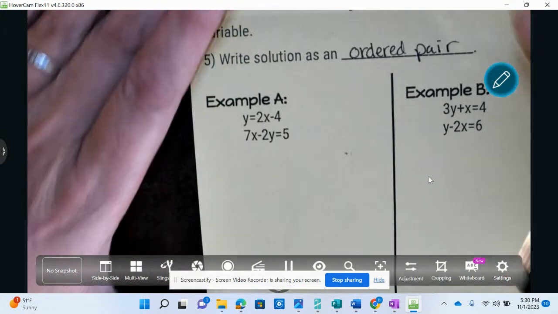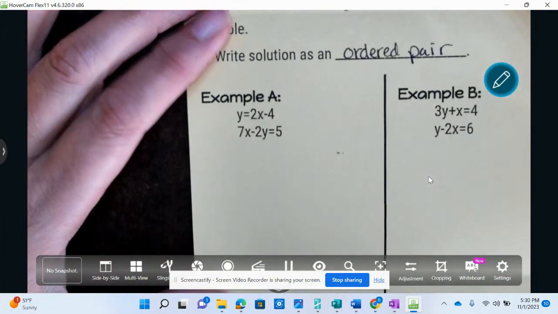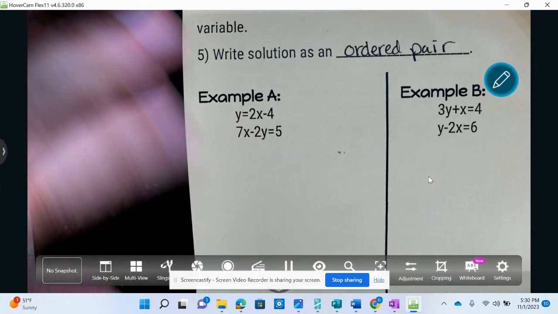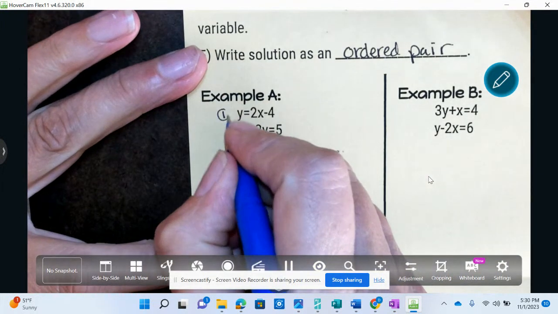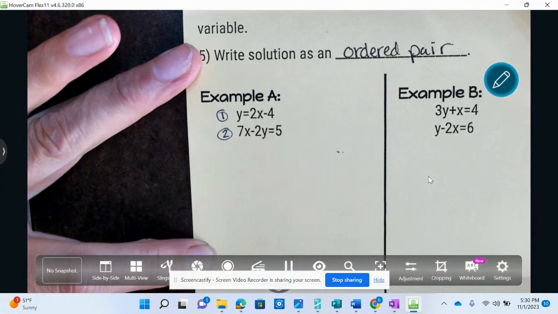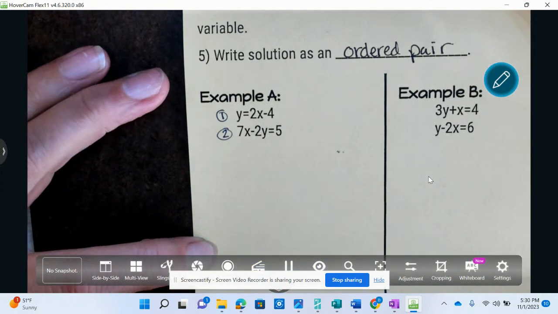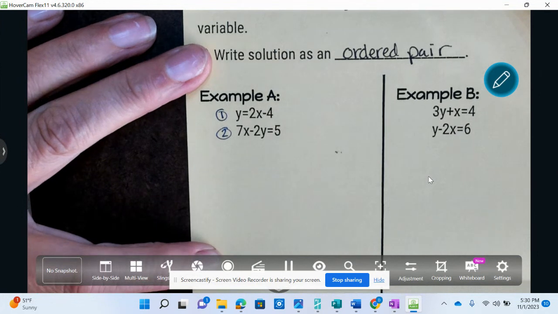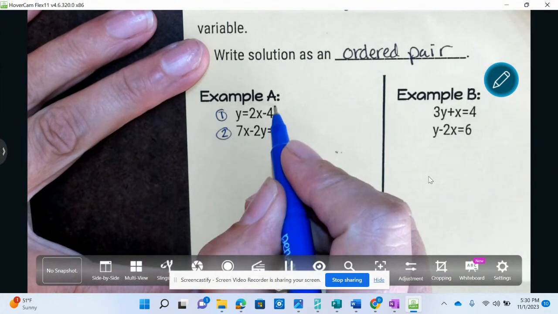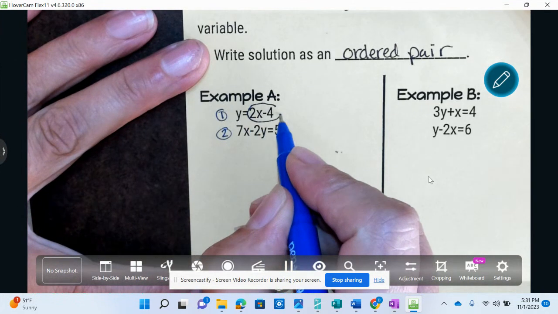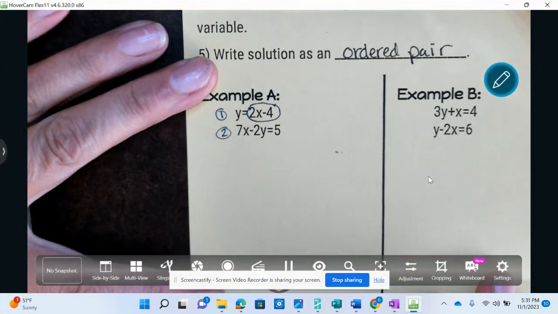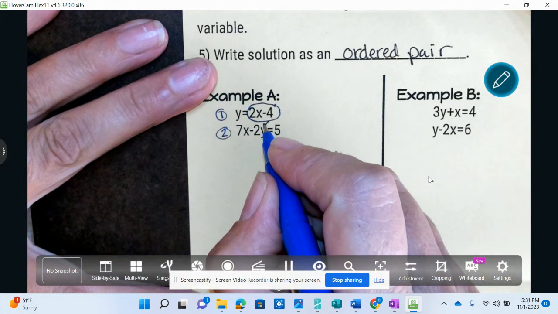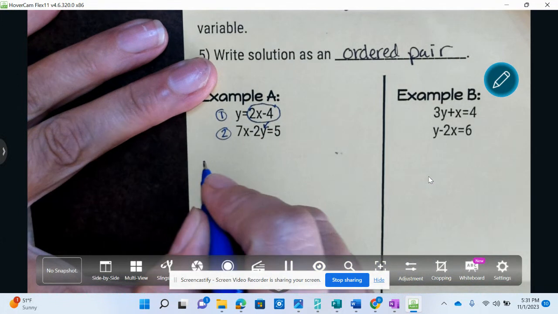The first thing I'm going to do is look at both my equations, and I like to number them. I'll call the first one equation number 1 in example A, and the second one equation number 2. That helps keep them straight in my brain. I notice that equation number 1 is already solved for y. This expression says y equals 2x minus 4, and I'm going to substitute that into the next equation.